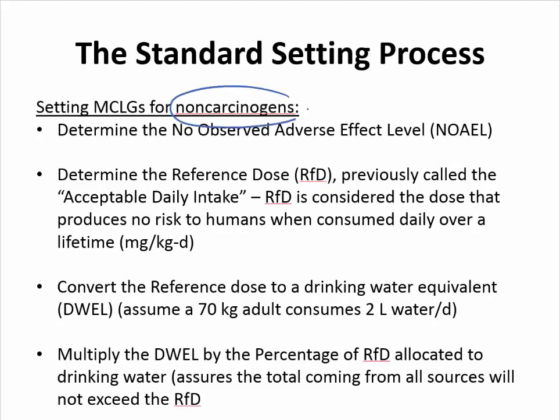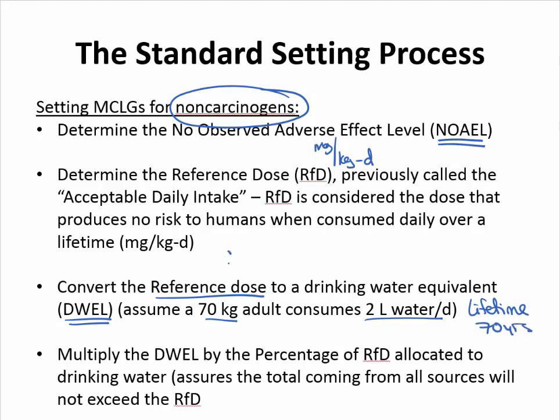First, let's review the setting of the MCLG for a non-carcinogen. The first step is for the EPA to conduct toxicity studies to determine the no observed adverse effect level. At this dose, which has units of milligram per kilogram per day, the acceptable daily intake can be defined. This dose can be converted to a drinking water equivalent, DWEL, assuming that a 70 kilogram adult consumes 2 liters of water per day and there's a lifetime exposure, or 70 years.